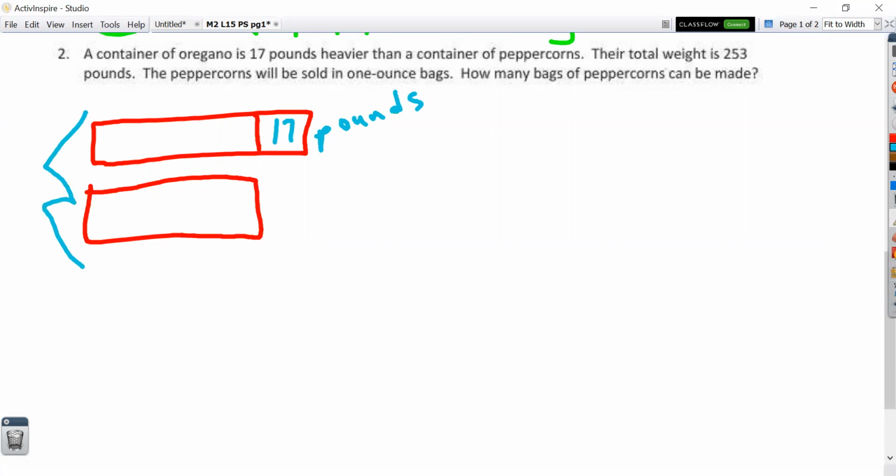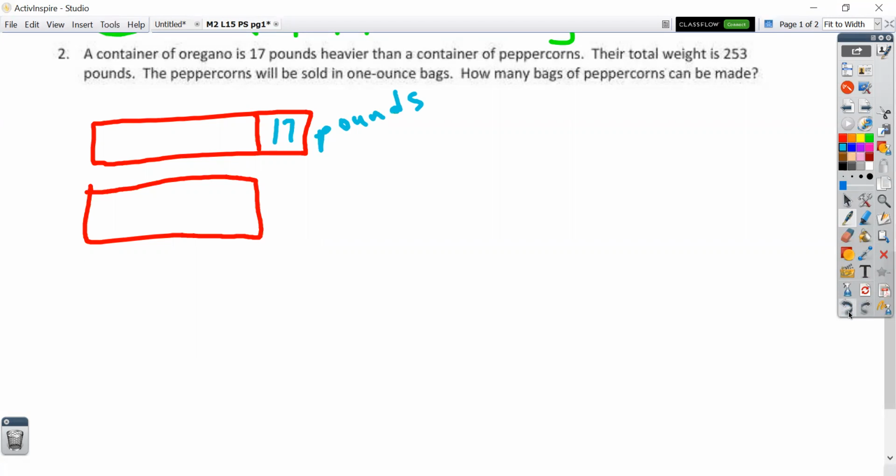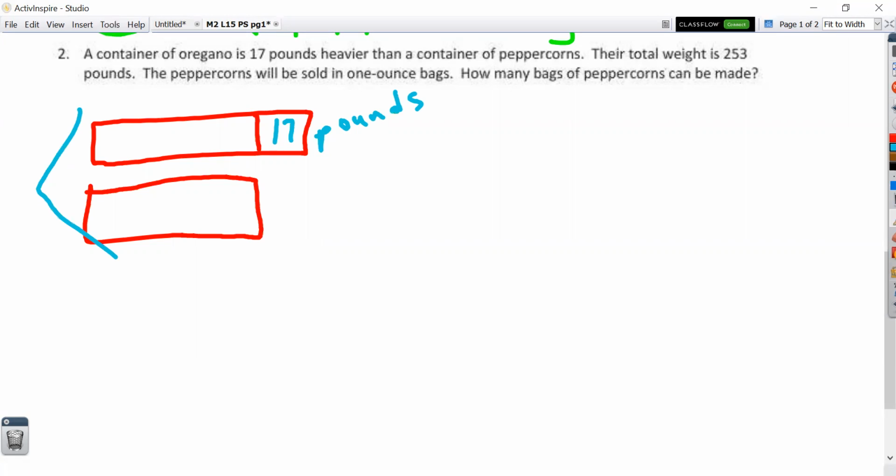well, that was a bad altogether symbol. Let me try that again. All right. So I need to also label these. Oregano on top. And we've got peppercorn on the bottom. So we know that this is 17 pounds heavier on the top. We know the whole thing weighs 253 pounds, all of them together.